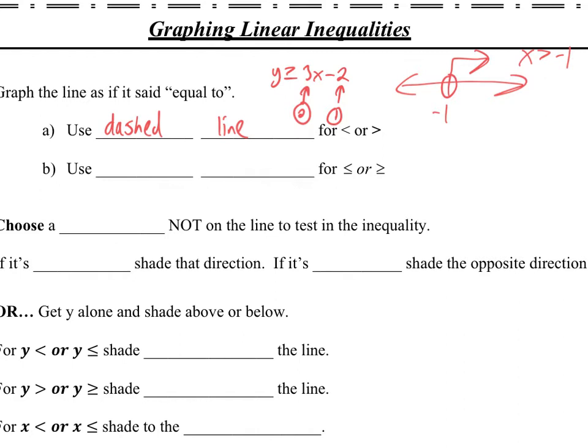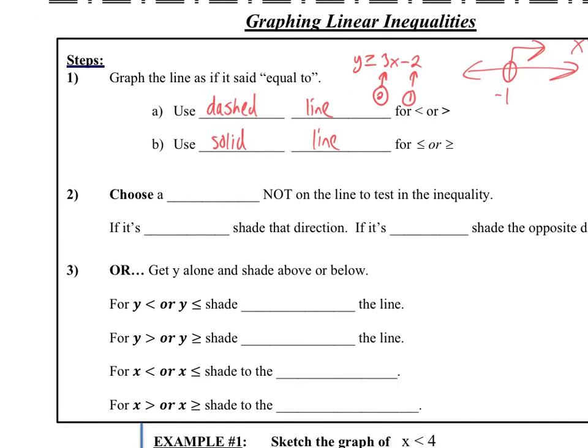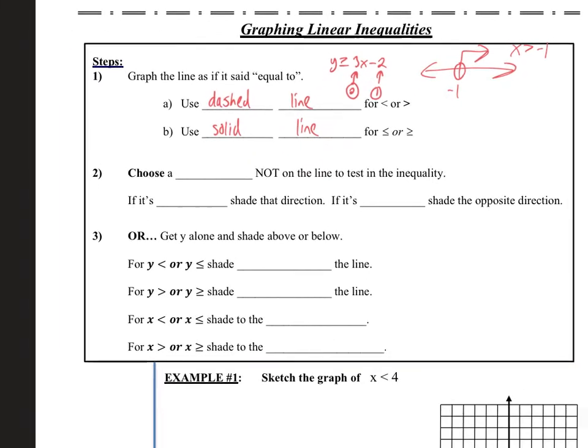And then when we have equal to, we're going to use a solid line because that means it's part of the solution. If it's less than or equal to or greater than or equal to, we're going to use a solid line, okay? All right, so the number 2 way to do this, I don't like all that much, but I'm going to just show you what to do.